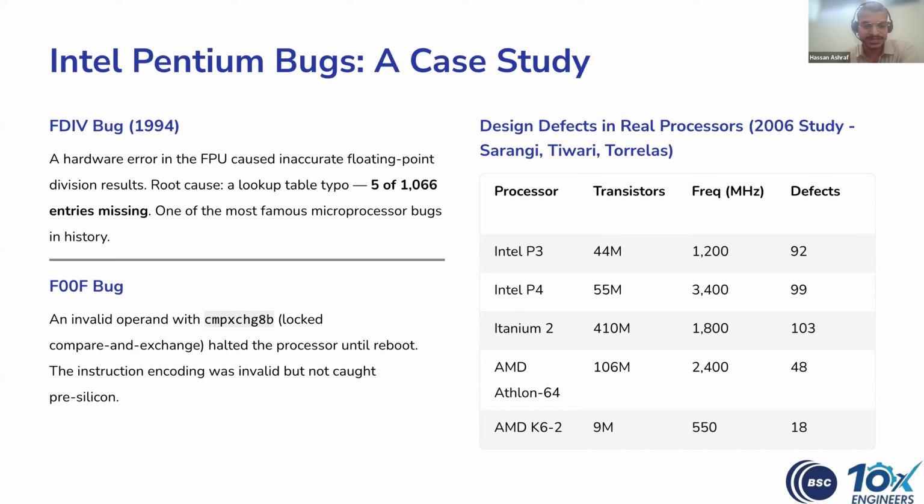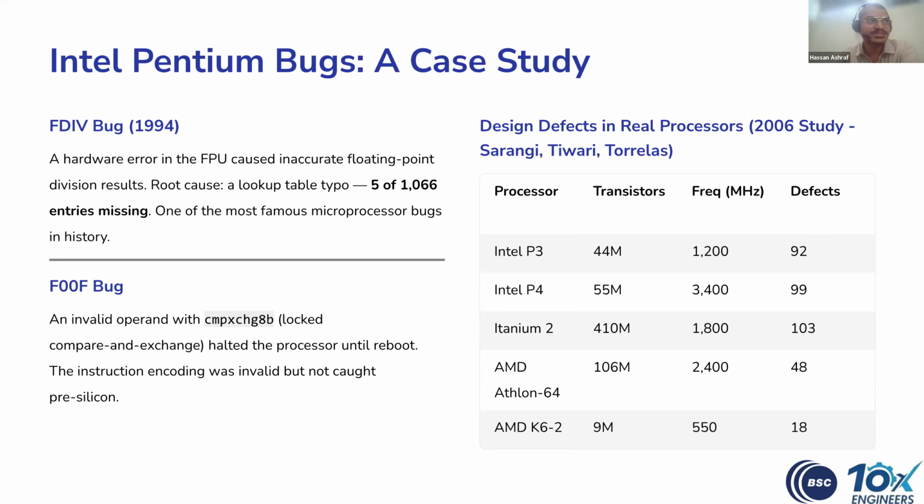Another example is the FWF bug. An invalid operand in the CPU was not tested, and it caused the processor to halt during processing. The only solution was to reboot the CPU, and whenever this instruction happened again, the CPU would get stuck.